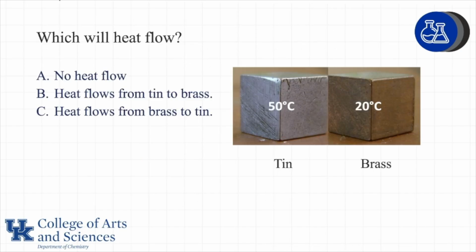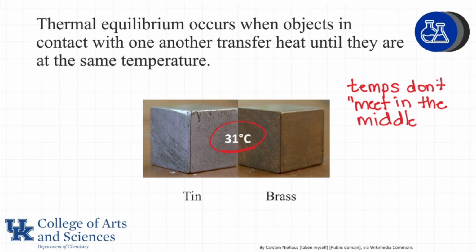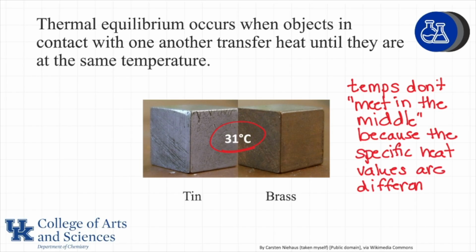If we have a block of tin at 50 degrees and a block of brass at 20 degrees Celsius, which way will the heat flow? The heat flows from the tin to the brass because it's at a higher temperature. When these two objects reach thermal equilibrium, they will be at 31 degrees Celsius. Remember, we started at 50 and 20. We're not necessarily going to go to the halfway point. They don't meet in the middle of those two temperatures because the specific heat of these two substances is different.